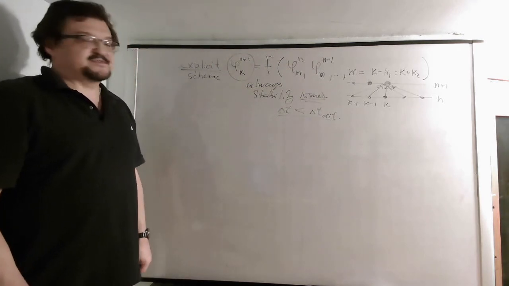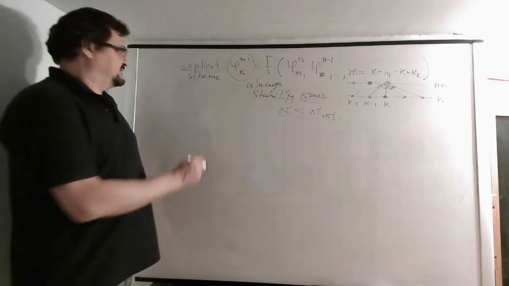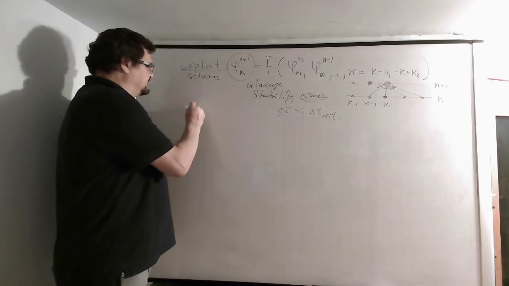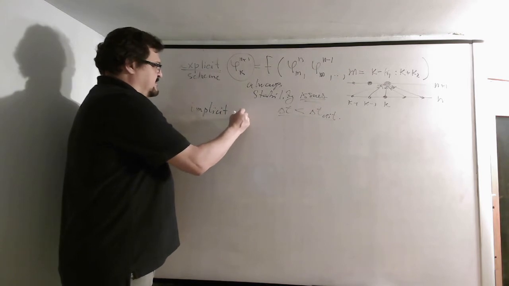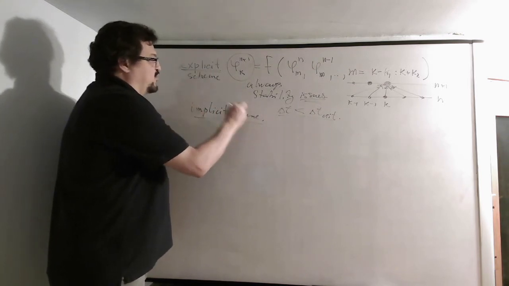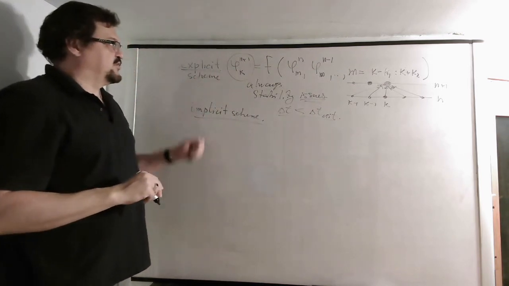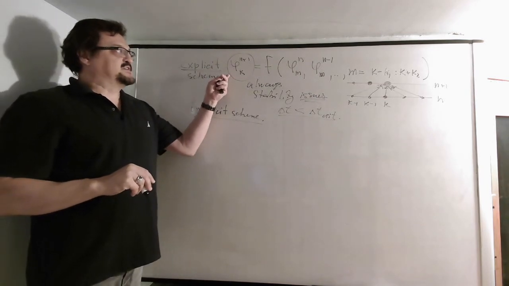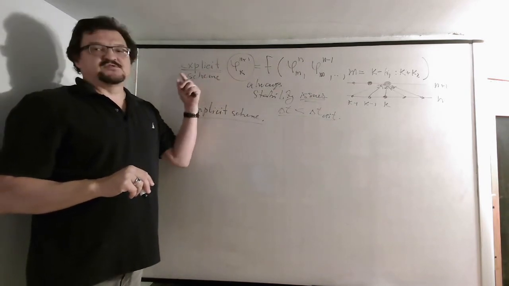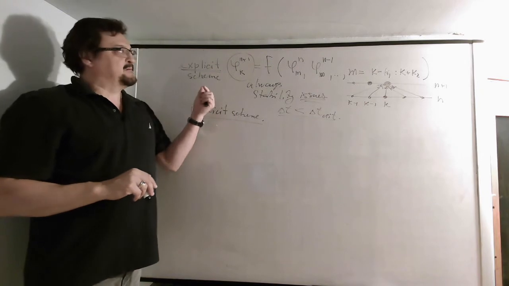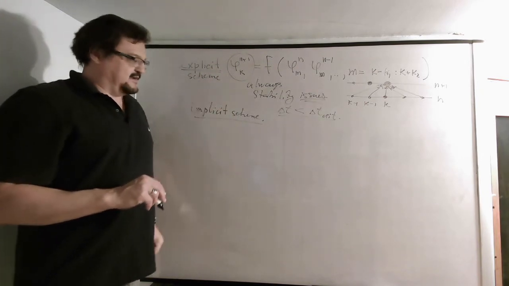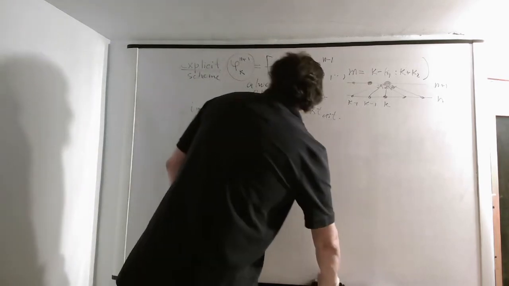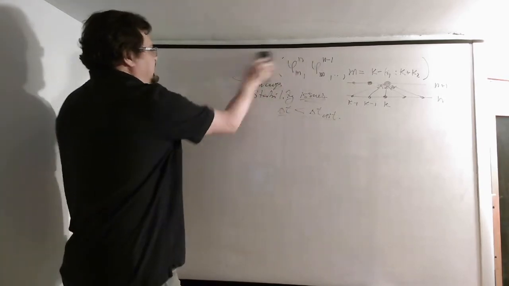There is another type of scheme, so-called implicit schemes, when you're actually computing your future values not in one grid point, but in many of them at once. Let's consider an example of our advection equation.